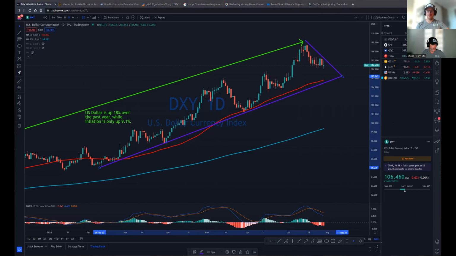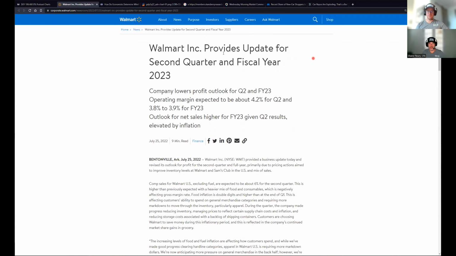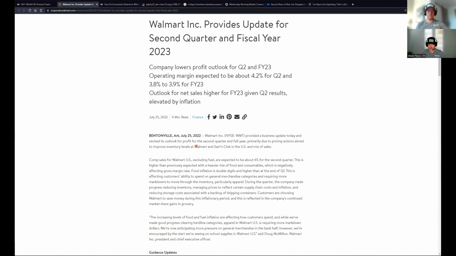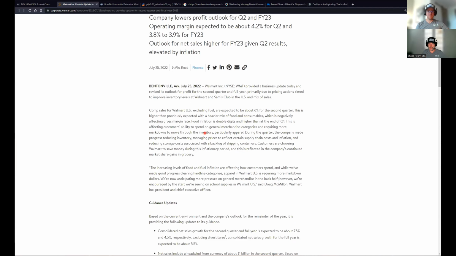I know we've probably taken up a little bit too much time already, but there are other reasons to be bearish. Walmart recently updated folks on second quarter and lowered their profit outlook and their margins, and if you read through everything they said, gross margins were negatively affected. This is just due to higher inflation. Food inflation is double digits higher than at the end of quarter one, affecting customers' ability to spend on general merchandise categories and requiring more markdowns.